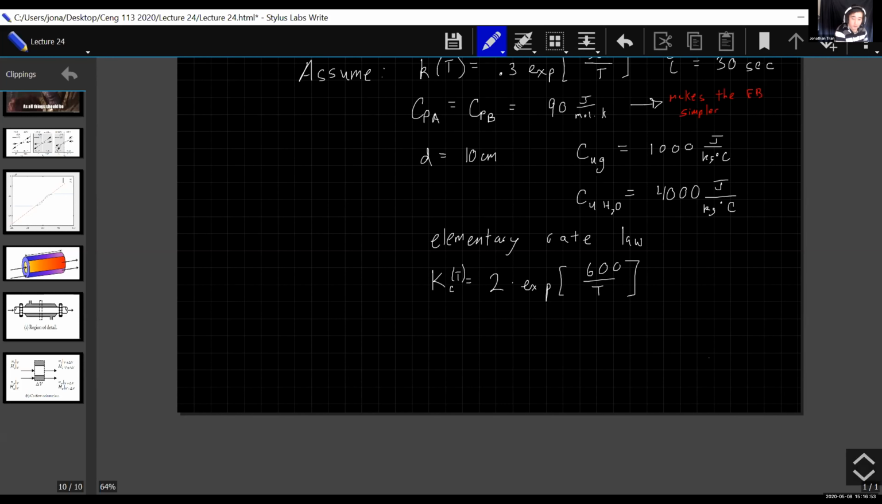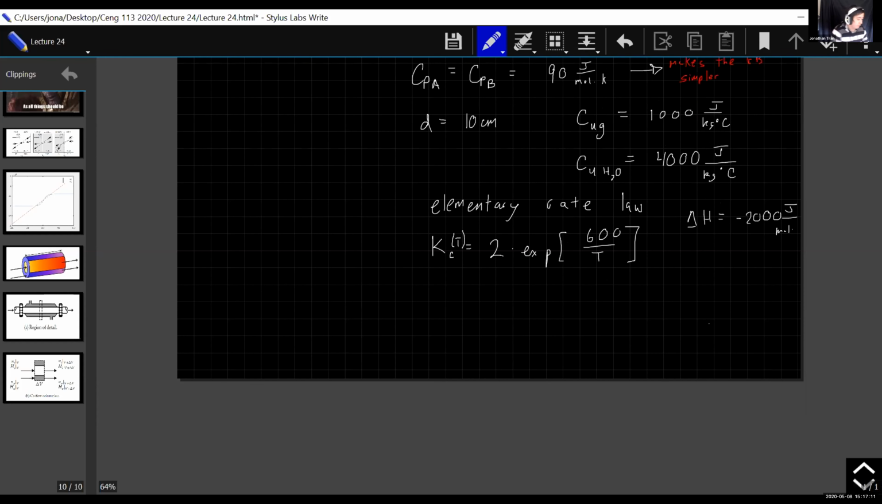And then last, I think this is going to be the last piece of information we need, is del H is equal to negative 2,000 joules per mole. I think it's joules per mole, those are the units. Okay. So now the question is specified.